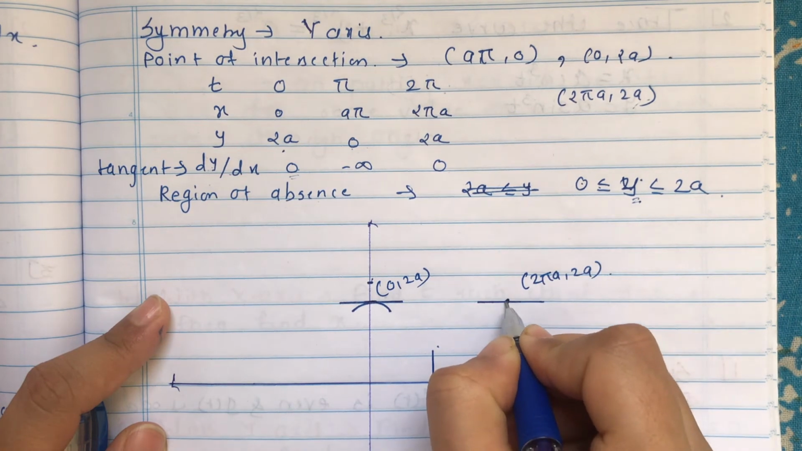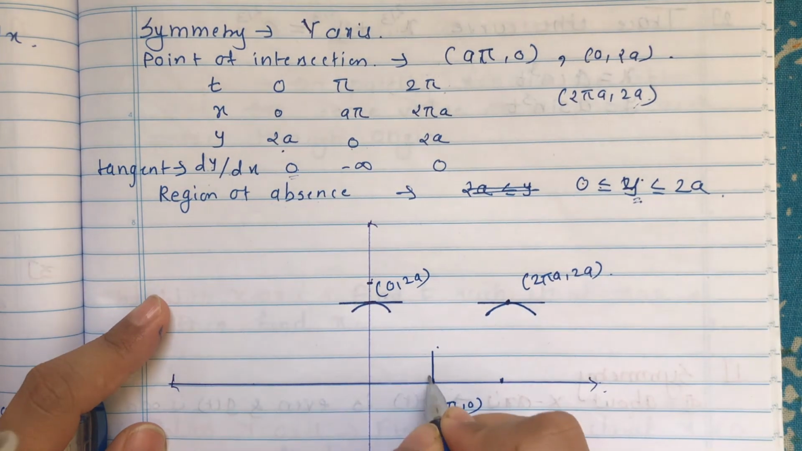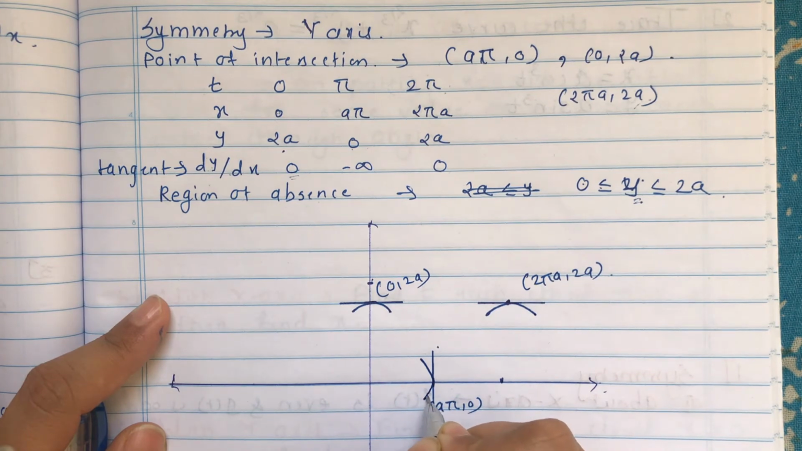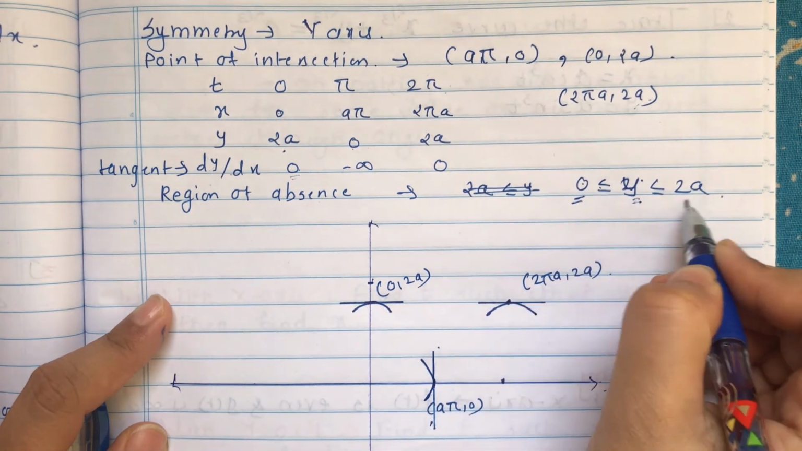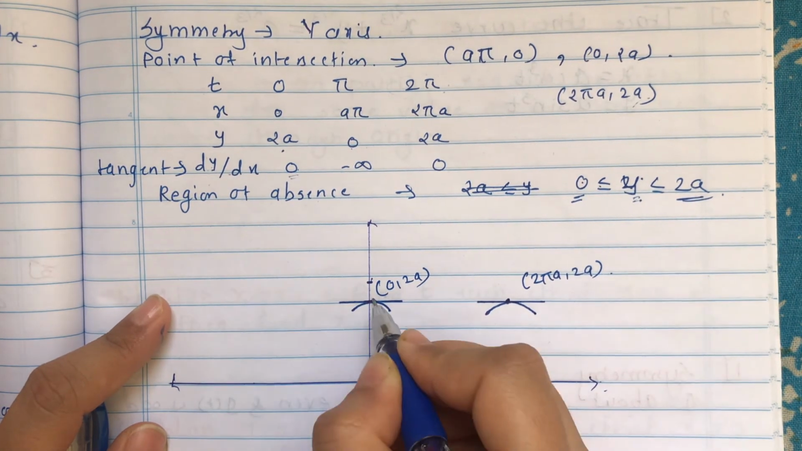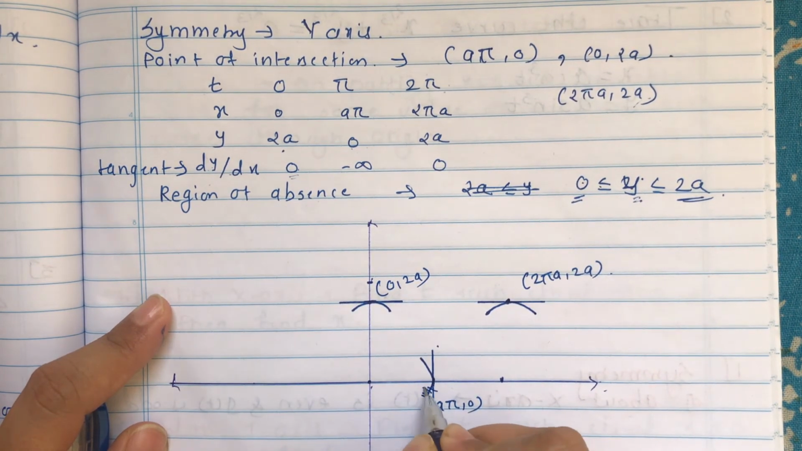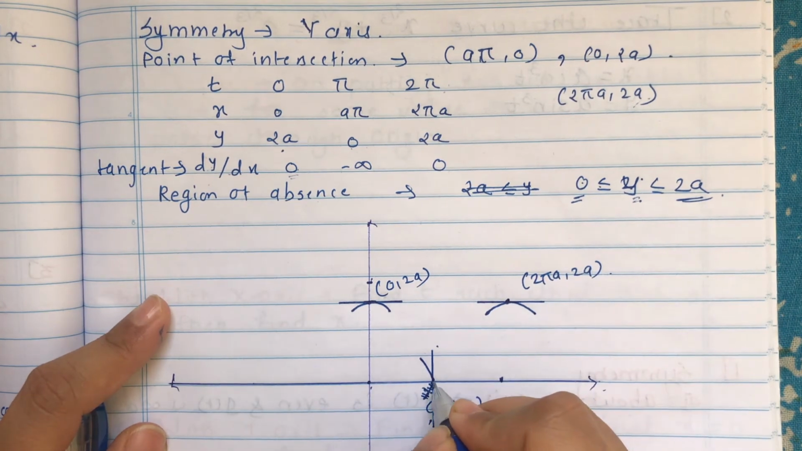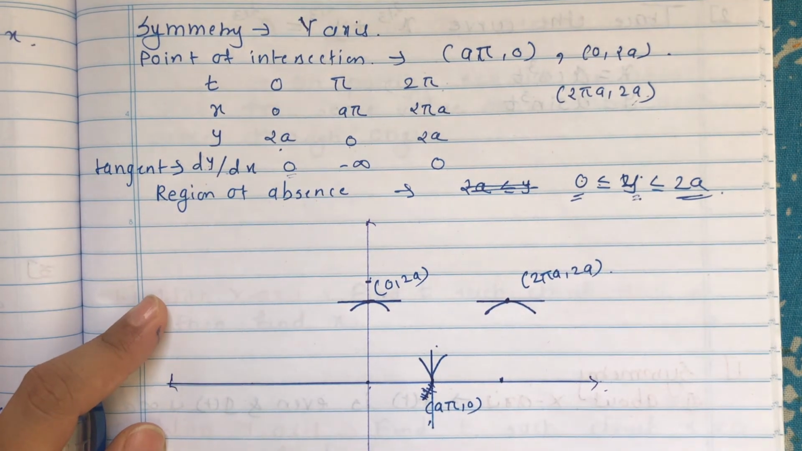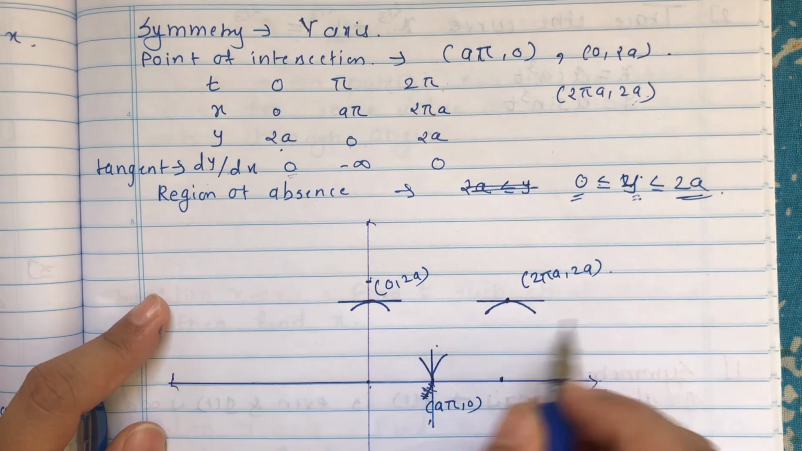Next, similarly for this point, this will be the nature. For this point, as it is a tangent, this will be like this. Now here also 0 to 2a, so this will be y is equal to 0 to y is equal to 2a, so below this line there will be no part, so we will erase this. So again same possibility will be there, right? Now to complete this curve we will calculate in between points, right?